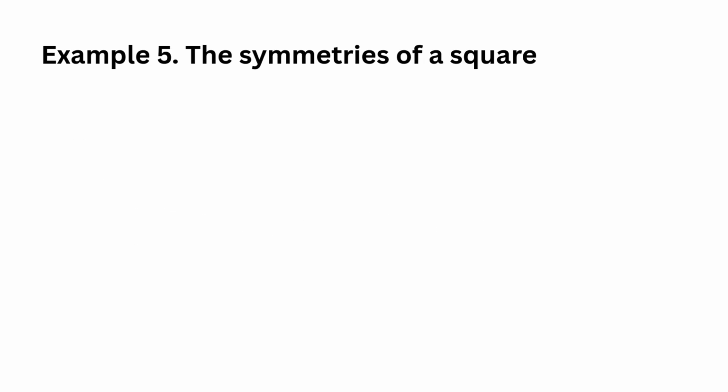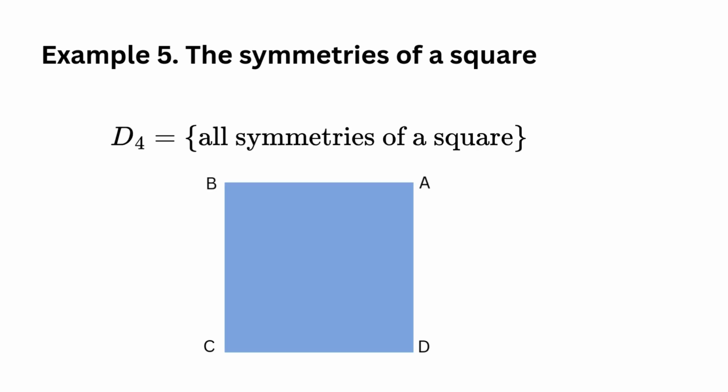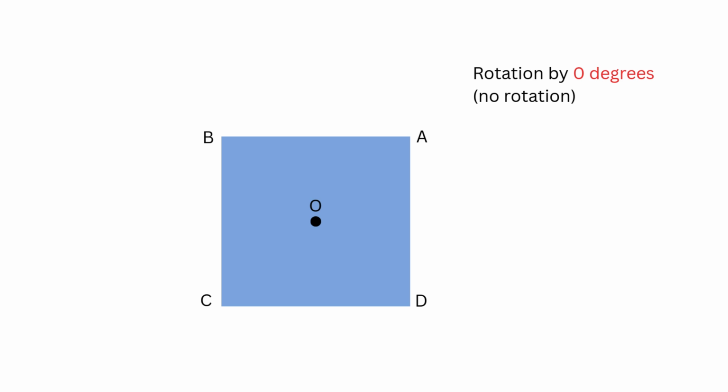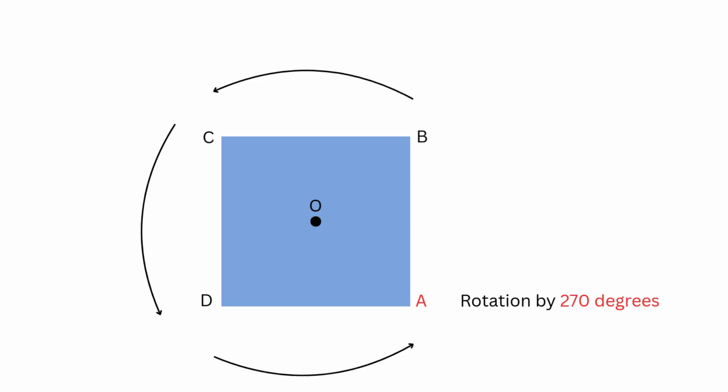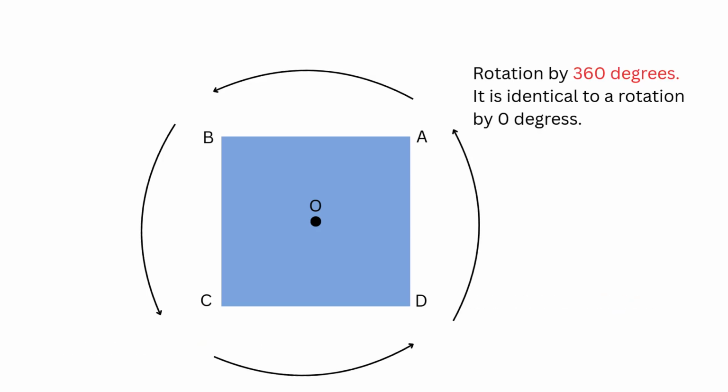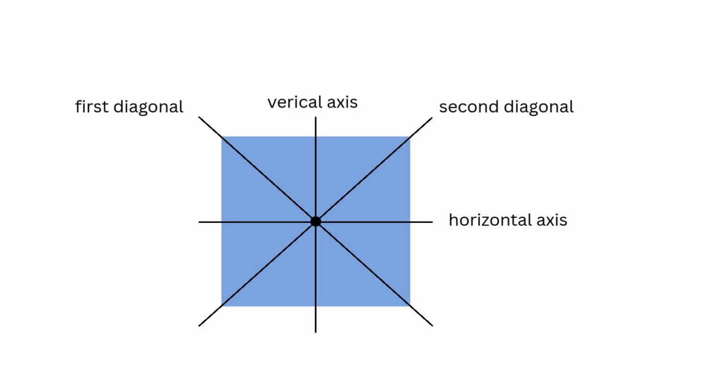Example 5. This example relates to geometry. Consider the set D4 that contains the symmetries of a square. These are rotations and reflections. More precisely, the square may be rotated about its center by 0 degrees, 90 degrees, 180 degrees, and 270 degrees. Notice that a rotation by 360 degrees is identical to a rotation by 0 degrees. It can also be reflected about its horizontal axis, its vertical axis, and its two diagonals.